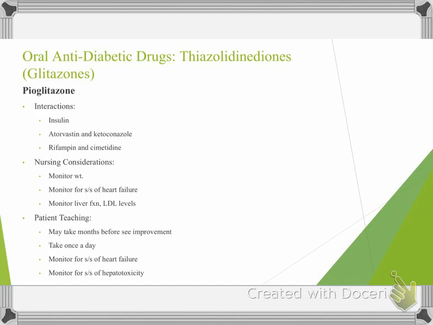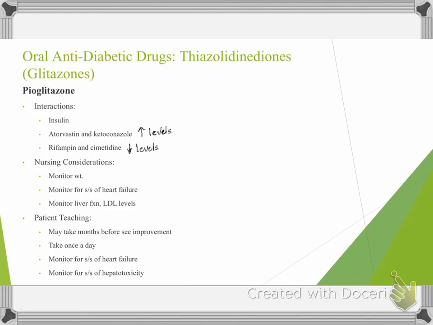Interactions: insulin can make the edema worse. Atorvastatin is a cholesterol-lowering medication, and ketoconazole, which is an antifungal, both increase the level of glitazones in the blood. Rifampin, which is the antibiotic used for TB, and cimetidine, which is the H2 blocker, decrease the level of glitazones in the body. So this one increases the levels, and this one is going to decrease levels.